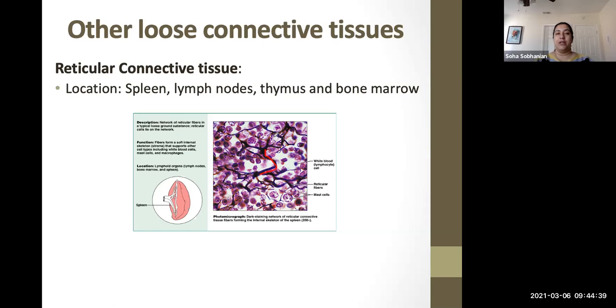And then know the location. Any of these locations will suffice: your spleen, your lymph node, your thymus, and bone marrow, which basically means most of your lymphatic tissue contains reticular tissue.